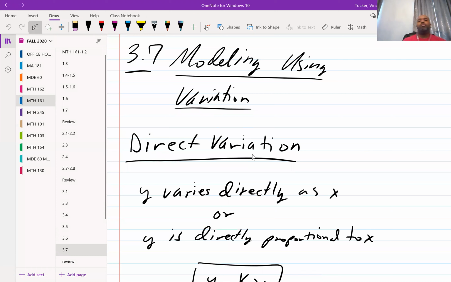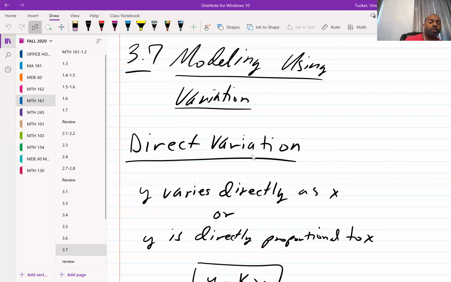All right, 3.7, modeling using variation. So this section, last section of chapter 3, is going to use variation to set up these problems for us. And yes, there will be other ways that you could solve these applications or word problems, but for this section, they're using variation. That's why it says modeling using variation. So I'm not talking about other ways of doing it.